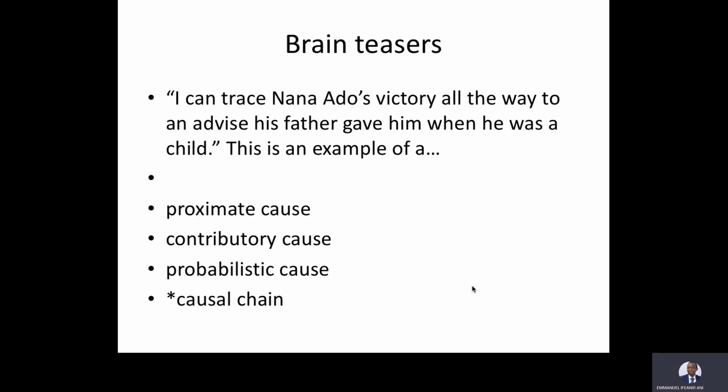Now let's tease our brains a little. I can trace Nanado's victory all the way to an advice his father gave him when he was a child. This is an example of a proximate cause, contributory cause, probabilistic cause, causal chain. So we can see it's an example of a causal chain.